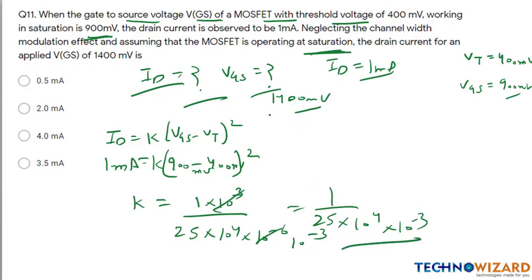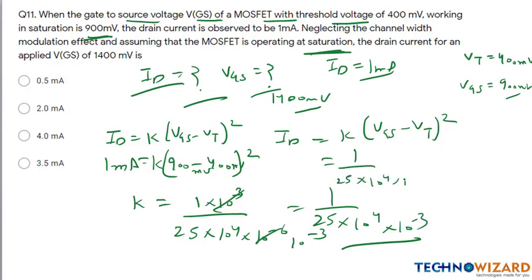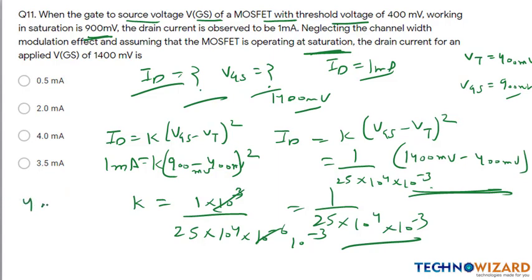Now we have to find the drain current when VGS is 1400 millivolt. ID is K times (VGS minus VT) whole square. K is 1 upon 25 into 10 to the power 4 into 10 to the power minus 3. VGS is 1400 millivolt, given in the question. VT is 400 millivolt, fixed. On solving, we will get 4 milliampere as the correct answer for ID. Option C is the correct answer.